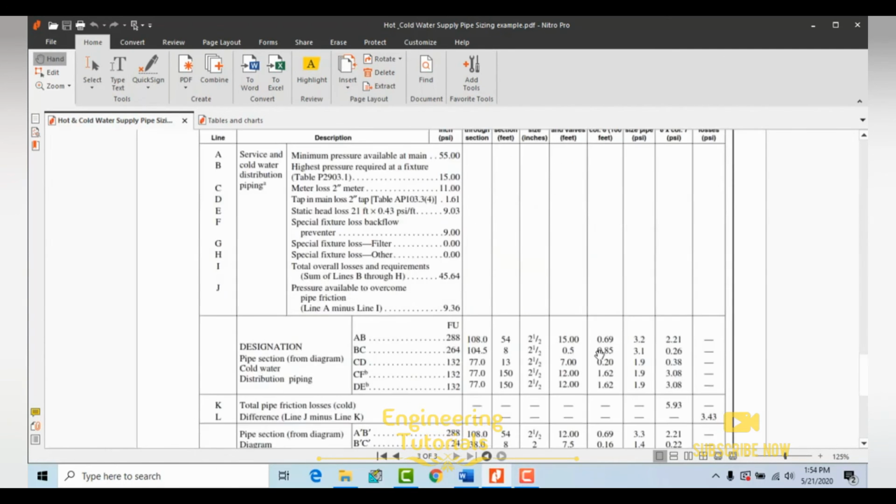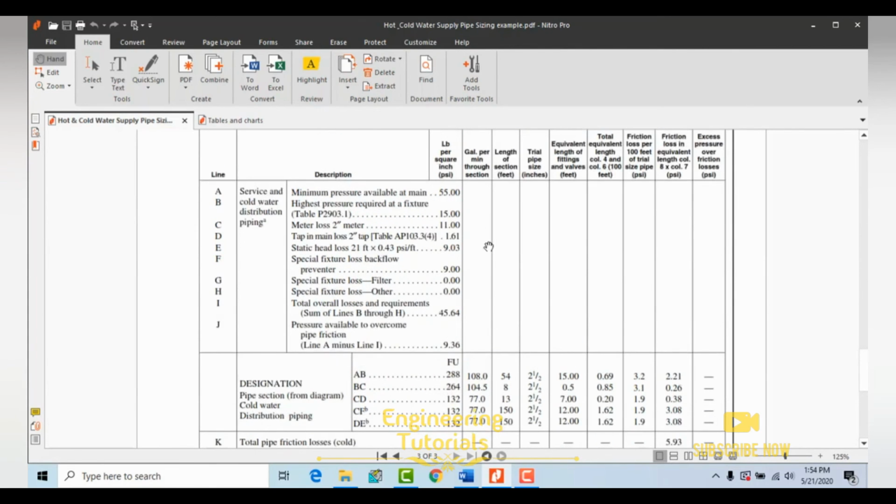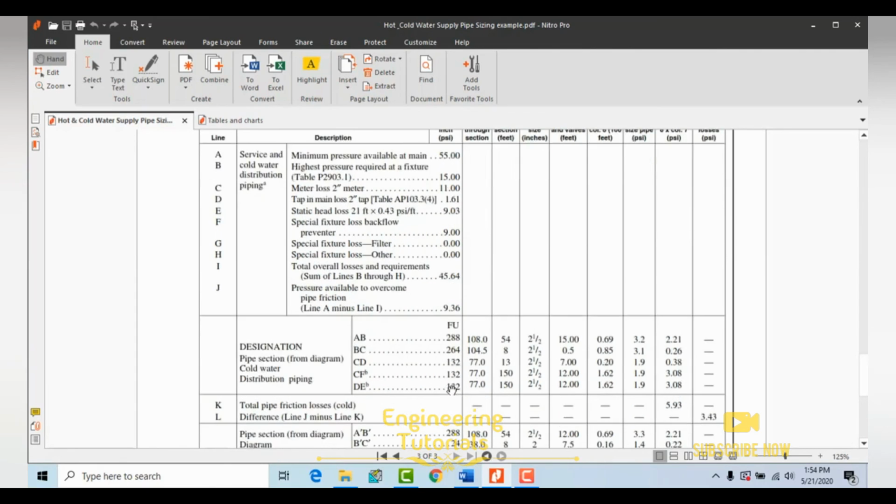So let's move back to our table. As you can see, the fixture units for A to B is 288, then B to C we have 264, C to D 132, C to F 132, and D to E 132. So now we have to get the gallons per minute through each section, because while doing water supply pipe sizing, we have to use the water supply fixture unit method. The load values of fixtures must be determined as water supply fixture units. Then we need to convert them into gallons per minute to determine the peak demand.